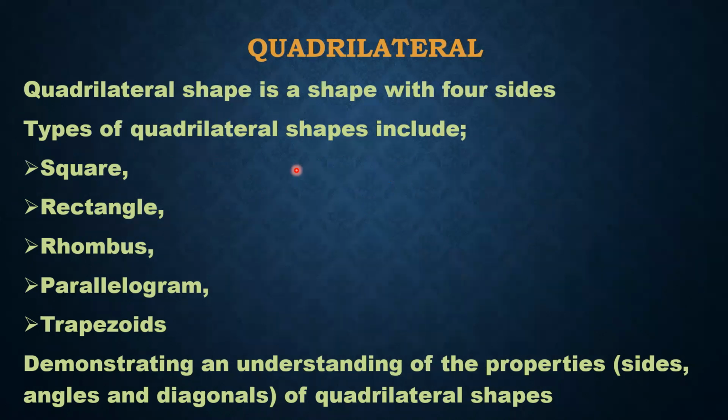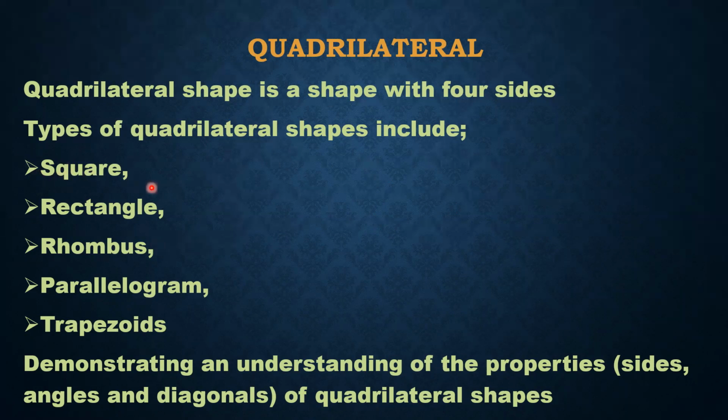Quad means four. And the interior angles of a quadrilateral, when you add them, you must get 360 degrees. The triangle's three interior angles sum up to 180 degrees. But the quadrilateral, because it has four sides, its interior angles, when you sum them up, you must get 360 degrees.